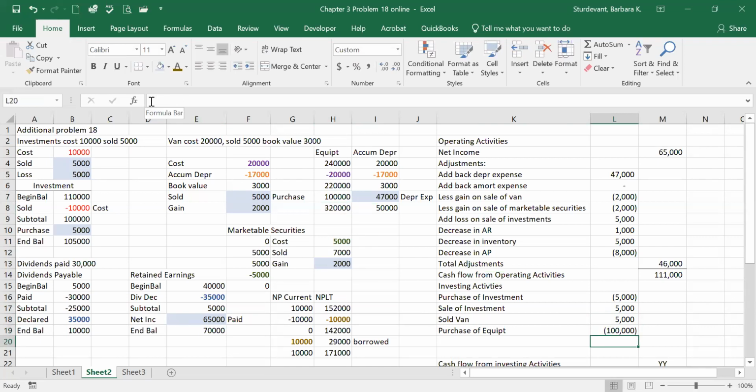All right, let's look at the van. Sold it for 5. Up here I have a gain, so it's a -2. So if you add those together, it equals 3. And what does that tie into? Keep your book value. See right over here?